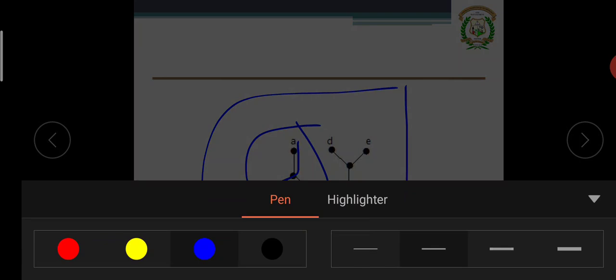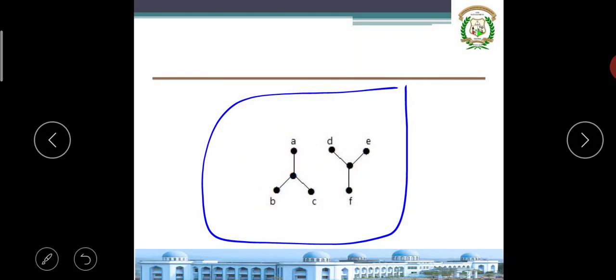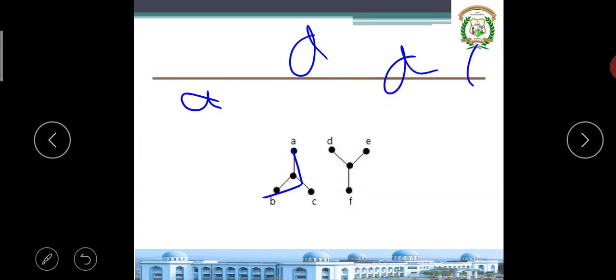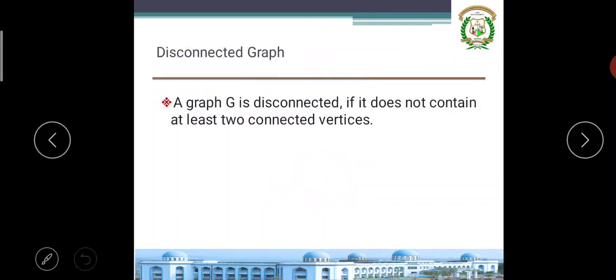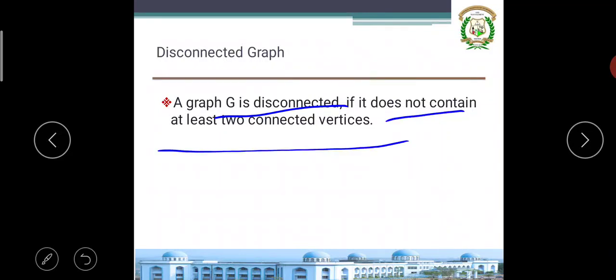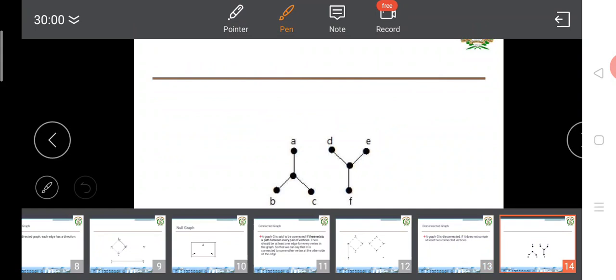Disconnected graph means this is a graph where from one vertex you are unable to reach another vertex. In this example, A to D I cannot reach. I can go to this, but I cannot reach. D to C I cannot reach because the D to C connection is broken. If there are no connections this way, that is called a disconnected graph. It means we cannot travel from one vertex to another vertex in that graph. A graph is disconnected if it doesn't contain at least two connected vertices.